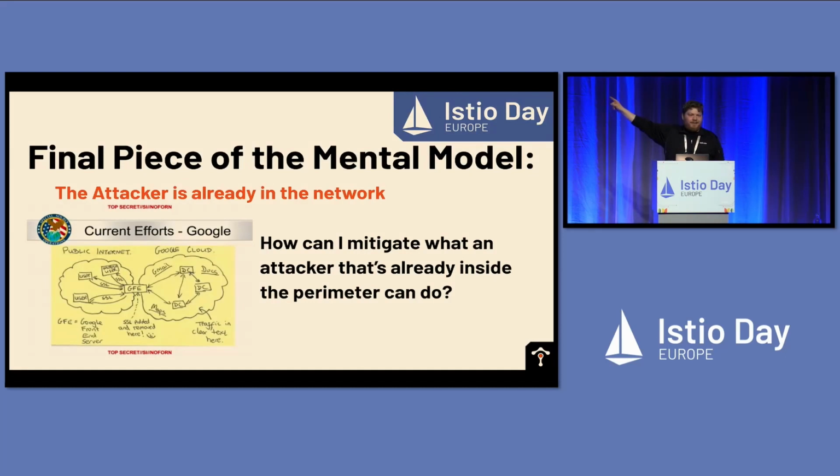And we have very compelling reasons to believe that the attacker is in the network. This is a leak from the Snowden files about the NSA's penetration of Google's network, right? This came out in 2013. We know that the attacker can be in the network if the attacker wants to be. That's why zero trust as a model is important today.